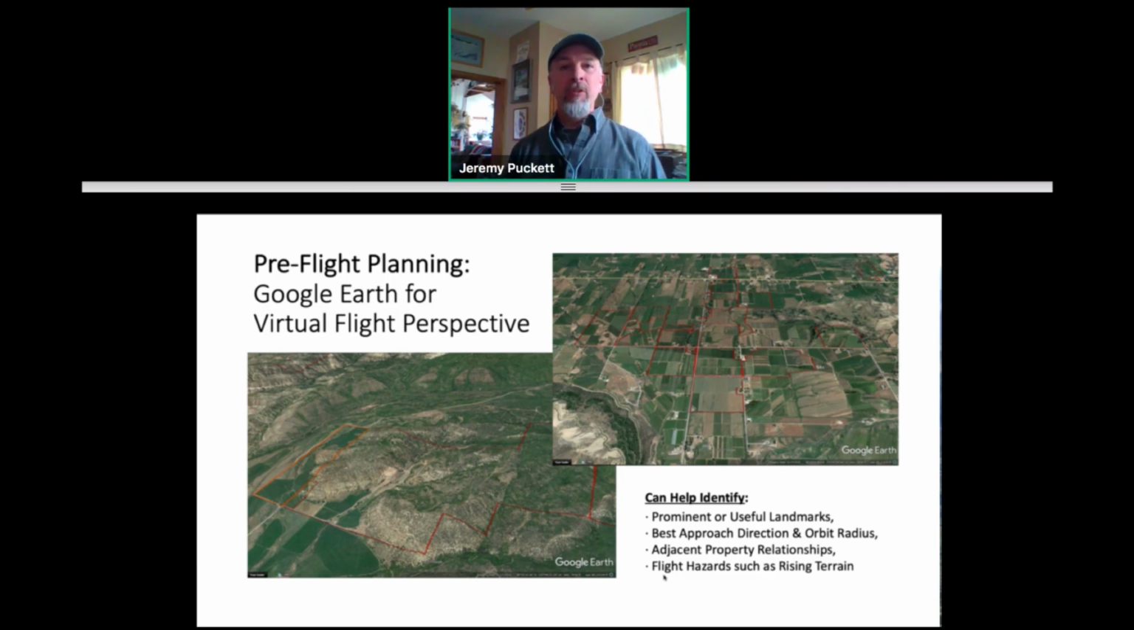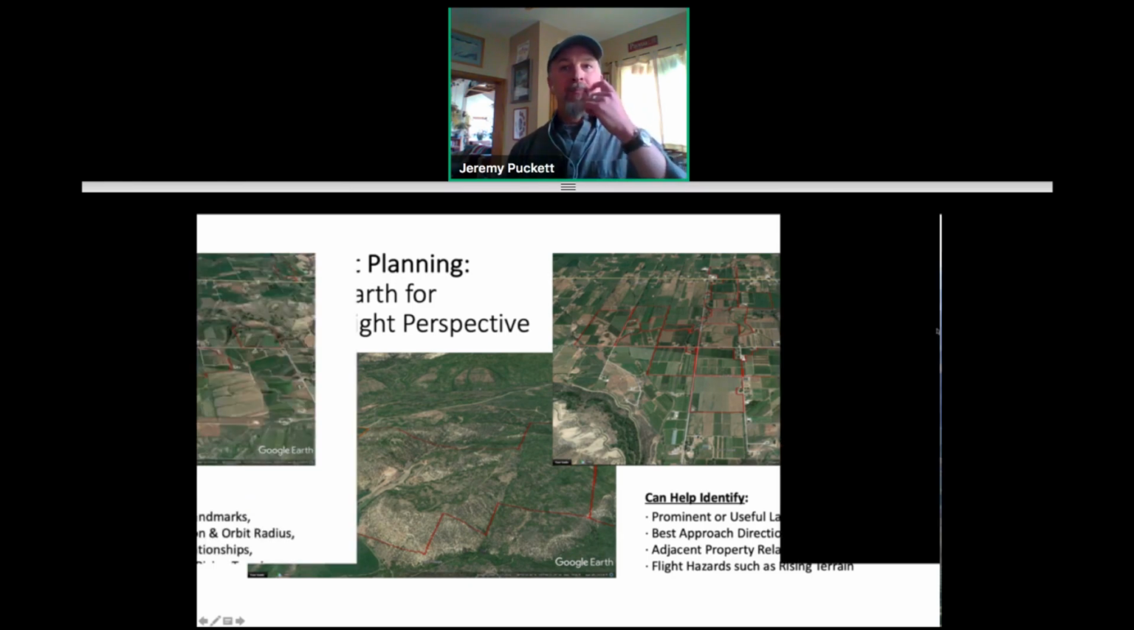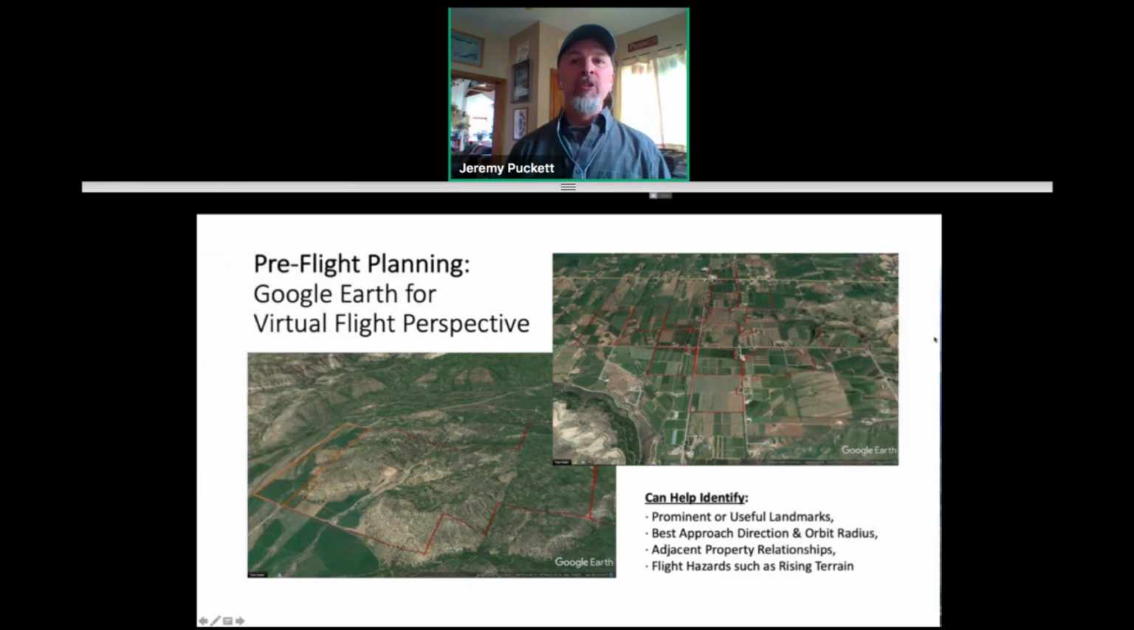And so you can set Google Earth up so that your viewing of a property is very similar to what you would see from the air, and it allows you to consider the best approach or the best orbit around a property so that you can actually see what you need. It keeps you from having to guess as much when you're in the air. If you know, hey, I want to be looking for that lake or that pond, or I want to be looking for a specific intersection.